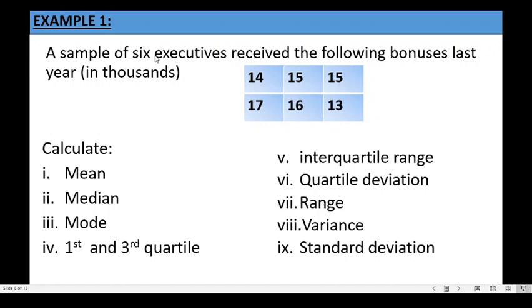This is a sample of 6 executives who received the following bonus last year, in thousands: 14, 15, 17, 16 and 13. Based on this data, we need to calculate the mean, median, mode, first and third quartile, interquartile range, quartile deviation, range, variance and standard deviation. If you notice, all of these calculations are based on the explanation and the formulas we discussed just now. So you just need to follow the formula and put in the information.